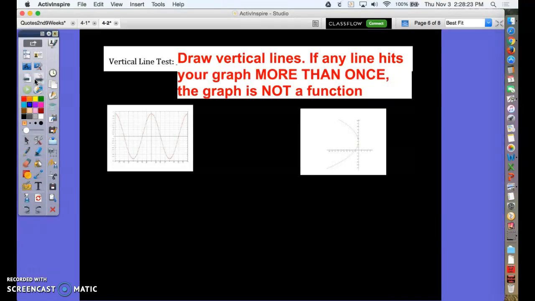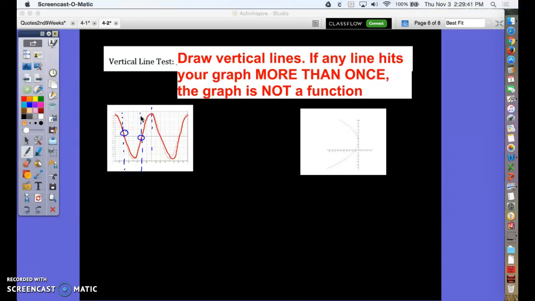So for instance, if I look at this example, you kind of can't see it, so I'm going to darken it a little bit. Here's the graph. It looks like a curve that goes up and down. If you were to draw in a vertical line anywhere, does it ever hit more than once? So there it just hits once. Okay, then it would be a function.